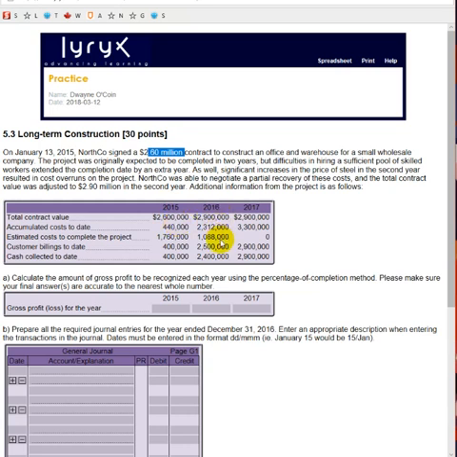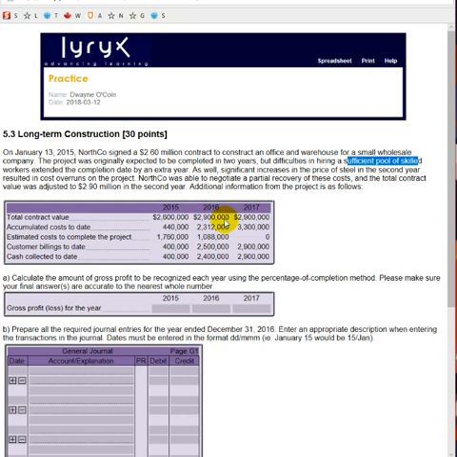Unfortunately, in 2016, we had some labor difficulties. We didn't have a sufficient pool of skilled laborers, so it's going to take us a little longer to finish the project, and the price of steel went up, which is also bad. So there were cost overruns in the project. So they negotiate a partial recovery of these extra costs. The total extra costs worked out to $3.4 million.